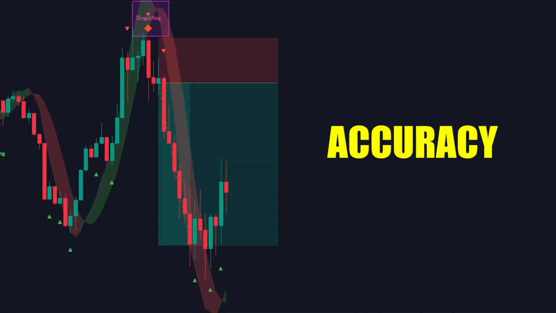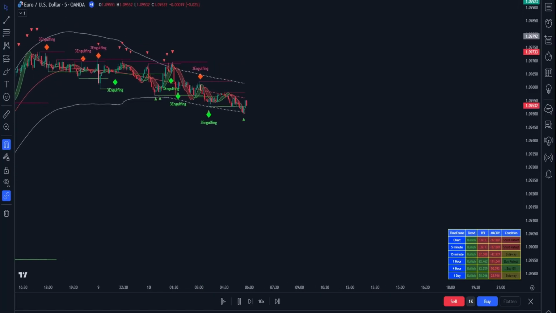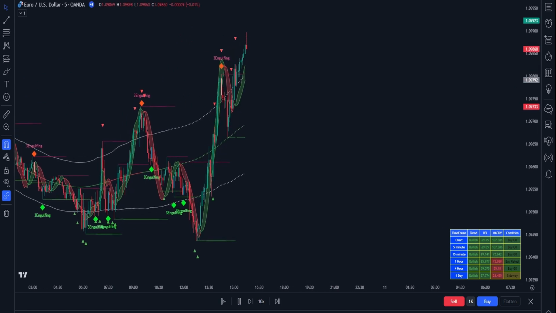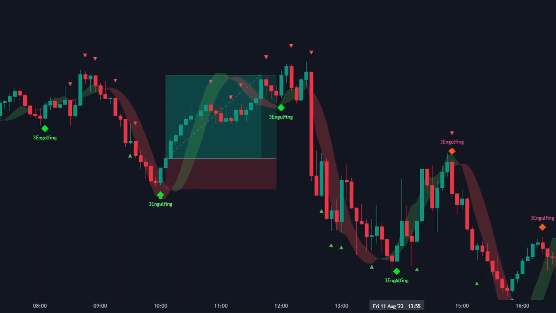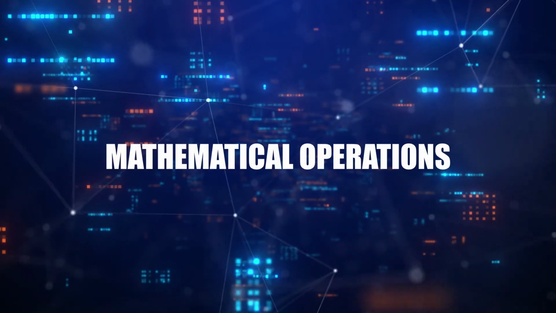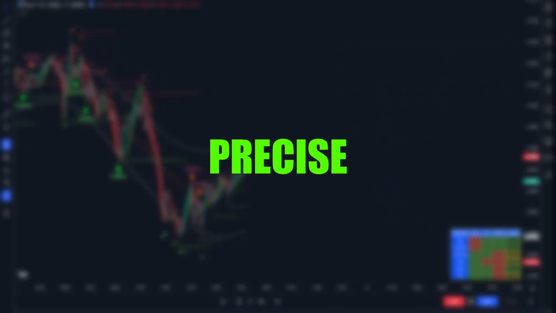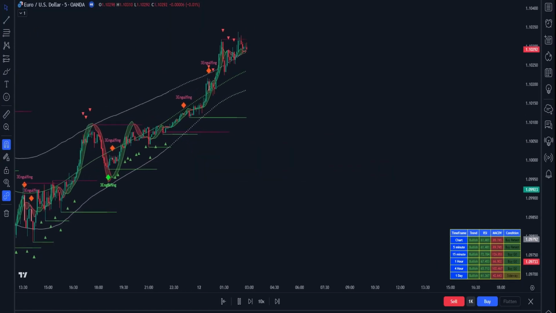This TradingView indicator boasts 100% more accuracy than any other reversal indicator available. This remarkable indicator is entirely non-repaint and offers precise buy and sell signals for every trade. Utilizing a blend of multiple custom algorithms, mathematical operations, and advanced price action, it generates super precise signals that yield over 95% accurate trade opportunities.